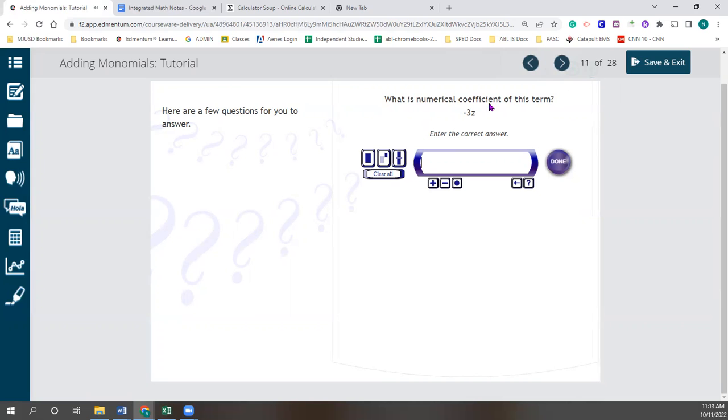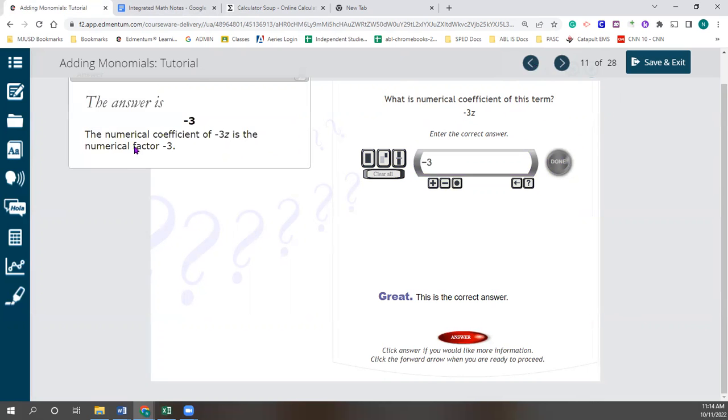What is the numerical coefficient of this term? I had to look up and pay attention. What is the numerical coefficient? Well, the only number I see, numerical means number, is -3. So in the box, I'm going to put -3 because it's just asking what is the numerical part. Correct. The numerical coefficient of -3z is the numerical factor -3.